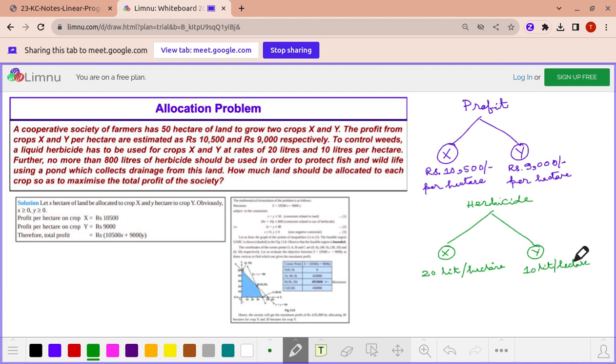Okay. Further, no more than 800 liters of herbicide should be used in order to protect the fish and wildlife. So that is a restriction. So herbicide can be maximum of 800 liters. So I can write it down here. So herbicide should be less than or equal to 800 liters. That is a constraint.